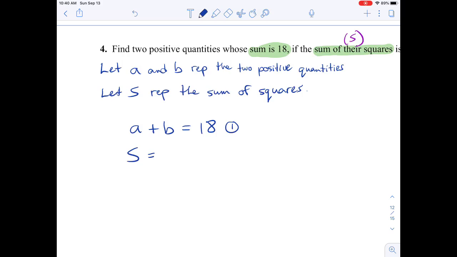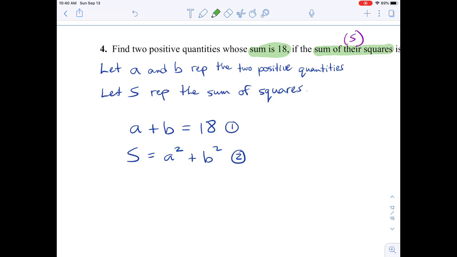Well, sum of squares means squaring two numbers and adding them together. So the sum of squares for A and B would be A squared plus B squared. And that's what I'm going to call equation 2. So what I'm recognizing now is that I have this relation here that seems like it's going to be quadratic, because I can definitely see that there's some squares involved.